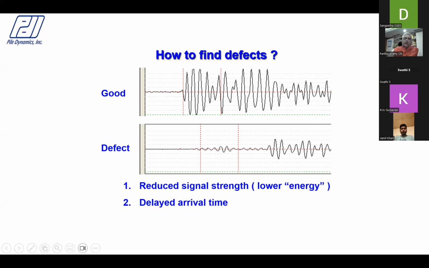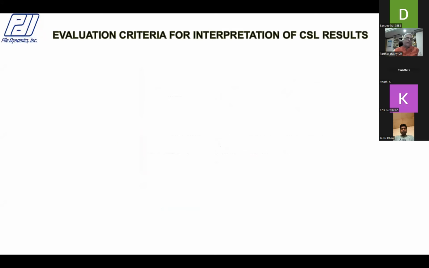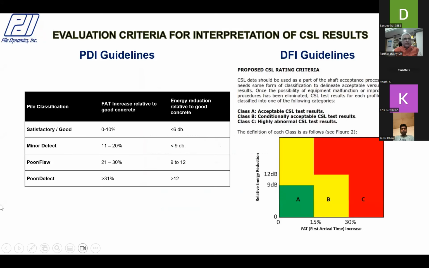Okay. So after you do the test, unlike PIT, in this CSL you can identify defects at multiple locations along the shaft. So once you get the results, there is a first arrival time and energy reduction. So here are some guidelines to qualify the pile. If it is less than 10% of the first arrival time and less than 6 decibels, it is good; otherwise minor defect, poor or flaw.